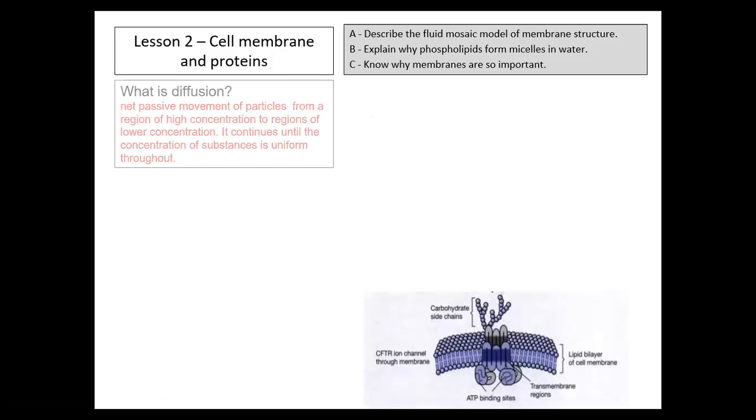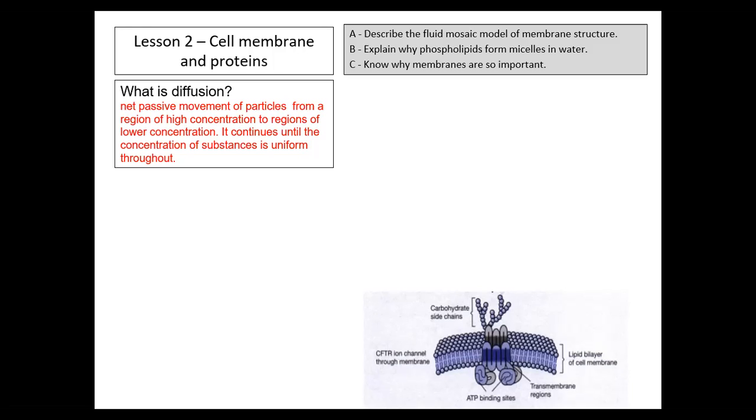What's actually quite good is to start here with diffusion, because diffusion happens a lot in and out of the cell. Obviously, diffusion is the movement of particles into and out of the cell across the cell membrane. So this is now our precise A-level definition for diffusion. It's quite good to learn this.